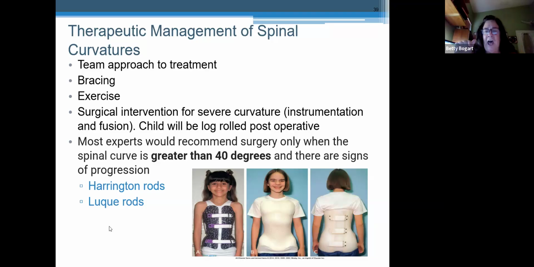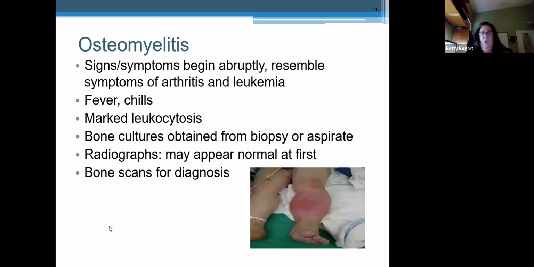This is the child that's log rolled postoperatively. We've heard of what log rolling is. This one, absolutely. We need to protect that brace until it gets good and adhered to the bones. We've mentioned osteomyelitis. We know that's an open bone in the outside for some reason.